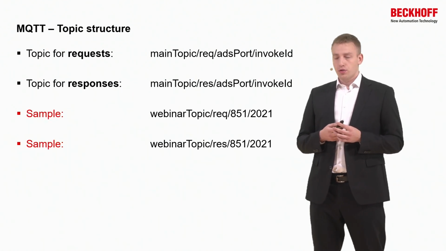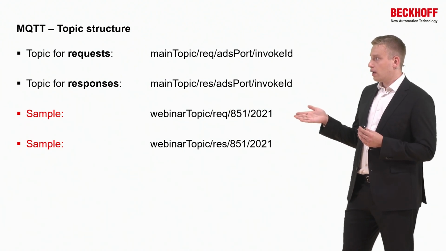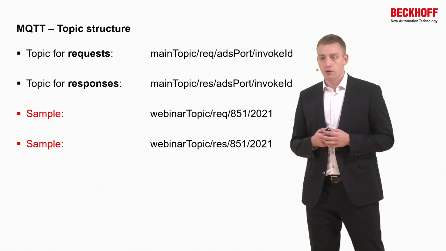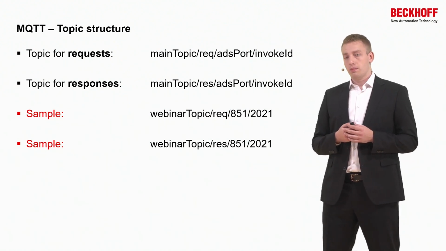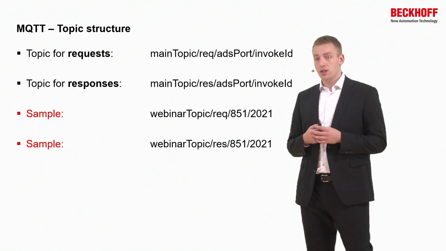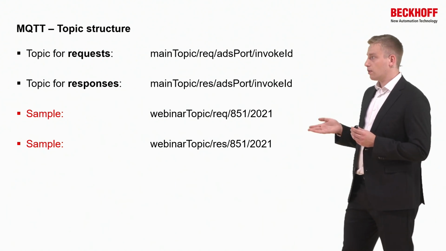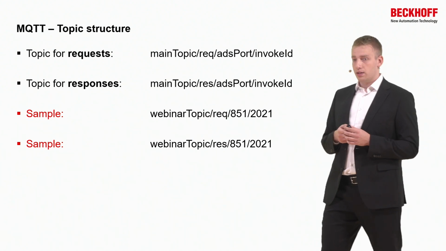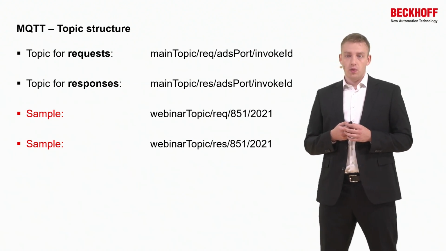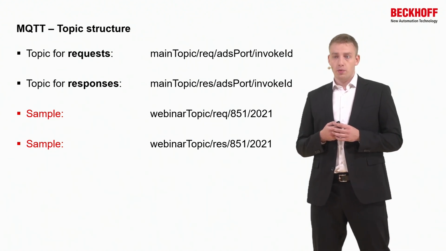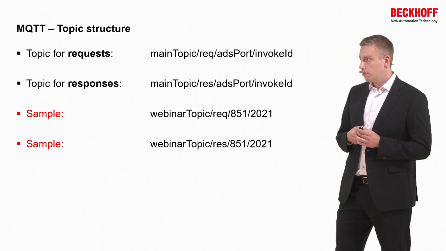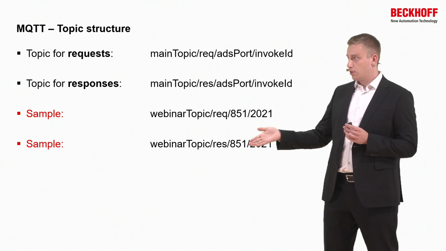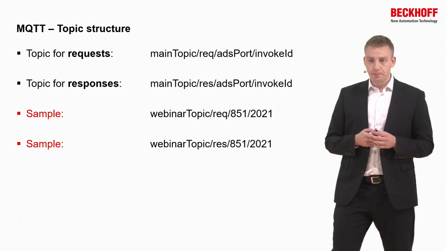So I've brought also two samples. If we have configured the webinar topic as the main topic in the configuration file, and we want to access the first TwinCAT PLC, and we have 2021 as invoke ID, so that is what our request and response topic would look like. The only difference between them two is the request and the response in between.